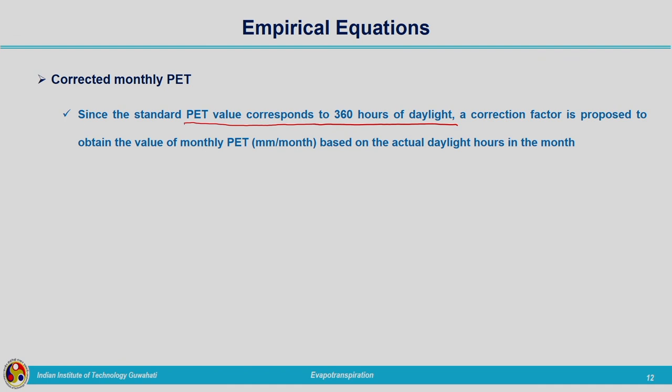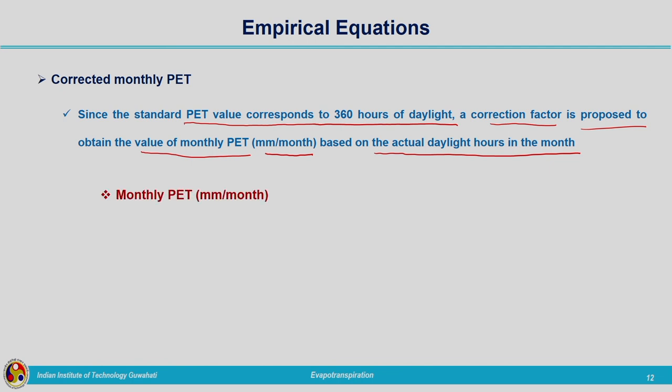So, we know 12 hours of sunlight in a particular day, but every day we cannot expect that. So, there is a need for a correction factor to obtain the actual value of monthly potential evapotranspiration. This monthly potential evapotranspiration unit is in millimeters per month. The previous equation gave the result in centimeters. Here it is in millimeters per month, based on the actual daylight hours in the month. So, monthly potential evapotranspiration is given by 16 CDL multiplied by (10 TA divided by I) to the power of A.